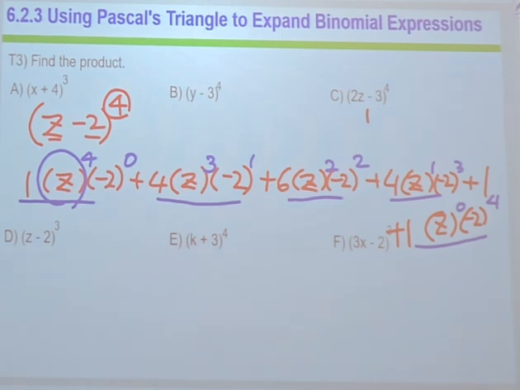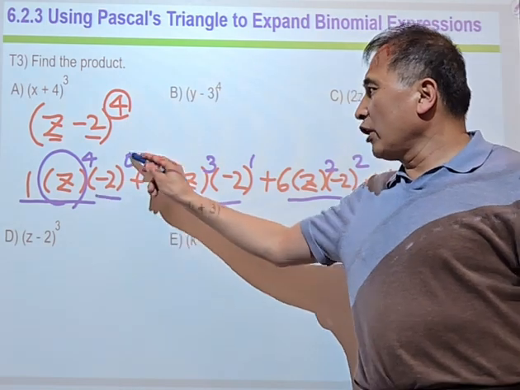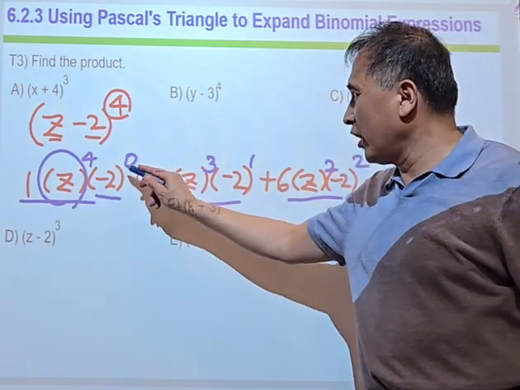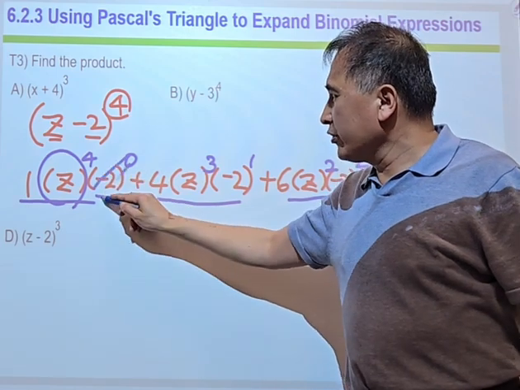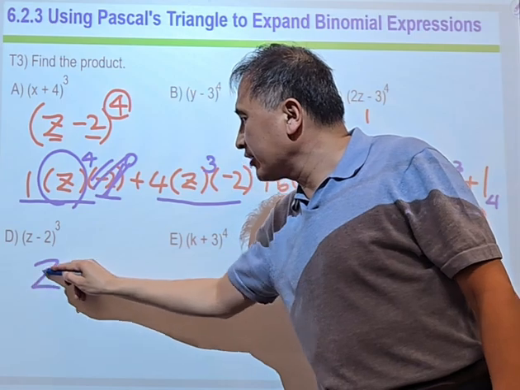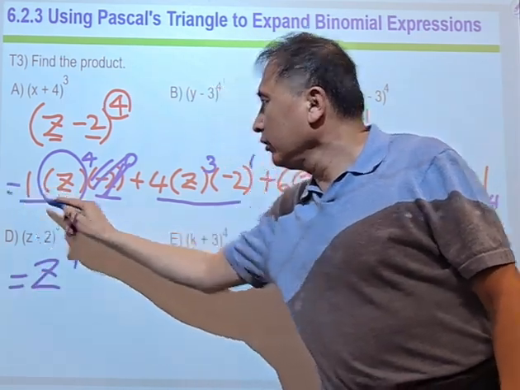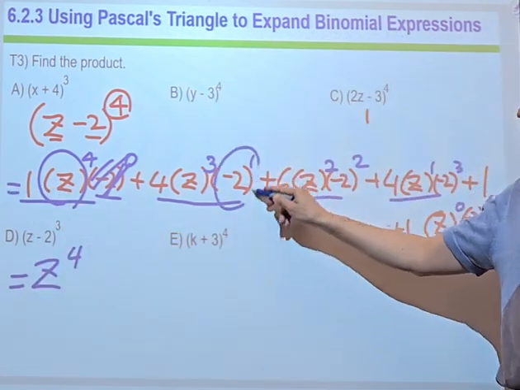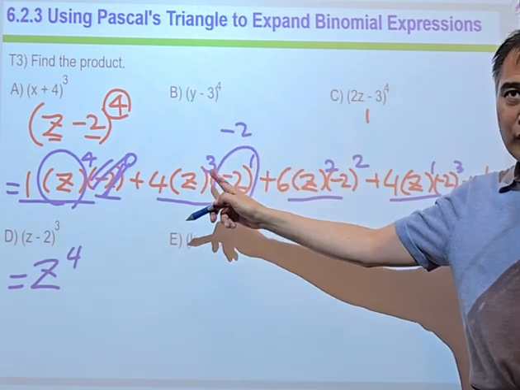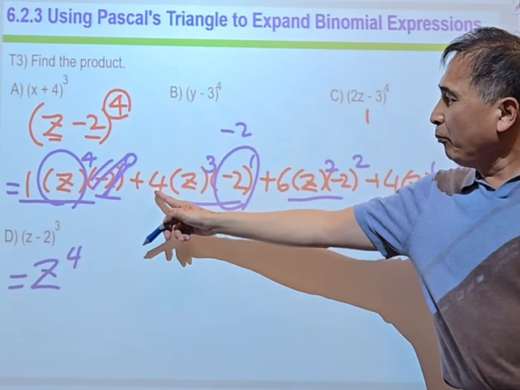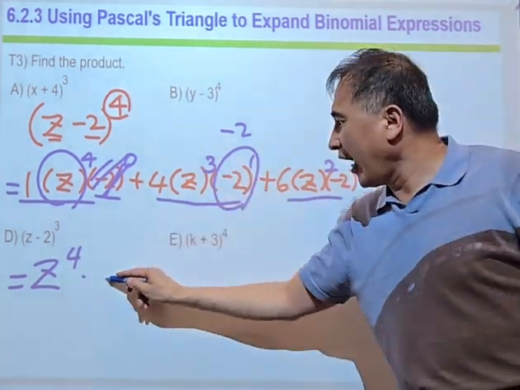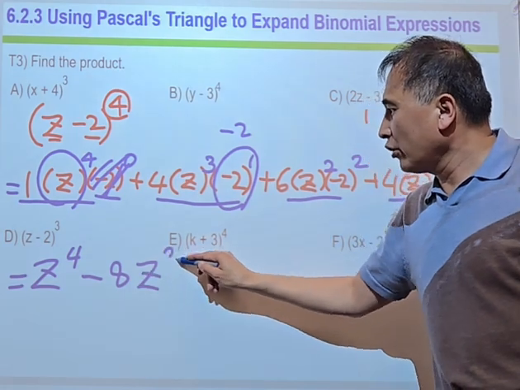Okay? So let's calculate the exponents. Anything to the 0 power is what? 1. So anything to the 0 power is 1, and 1 times anything is just itself, so you can ignore that. So this is easy. 1 times z to the 4th power, the answer is z to the 4th power, right? But here, this is negative 2, and z to the 3rd power is just z to the 3rd power, and 4 there. So when you multiply 4 times negative 2, it's negative 8 z to the 3rd power.